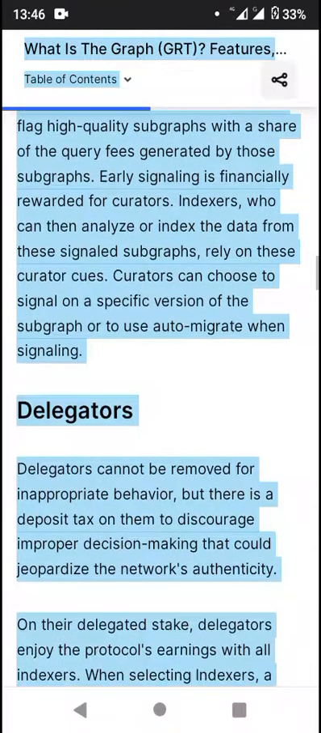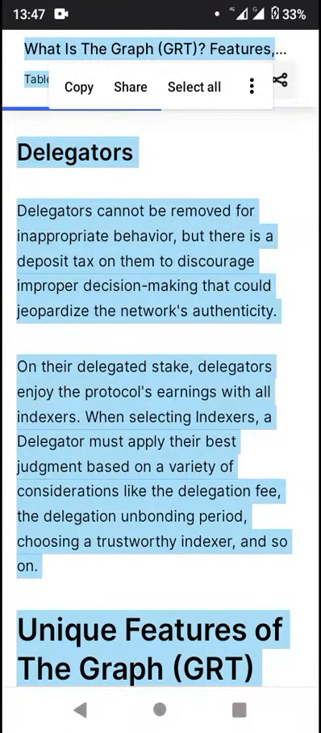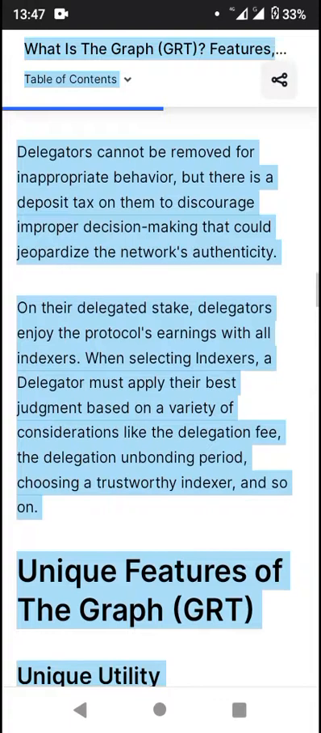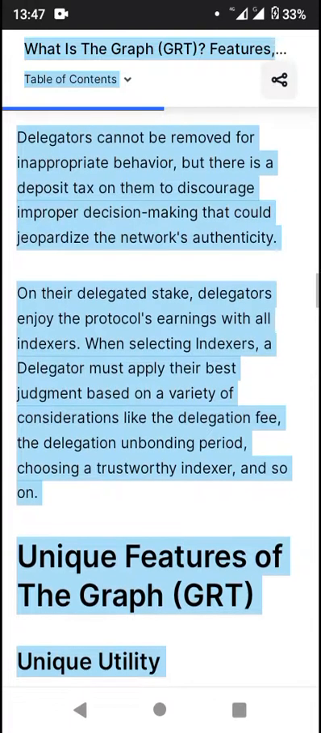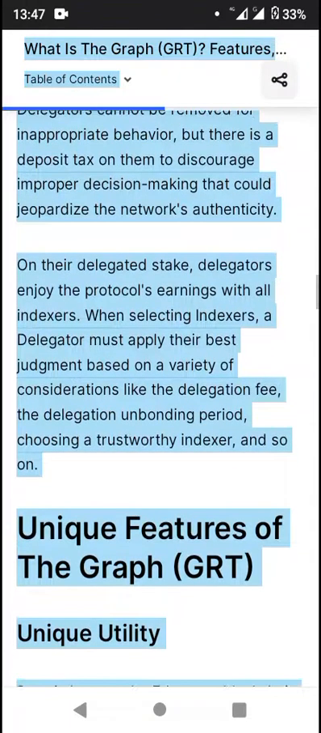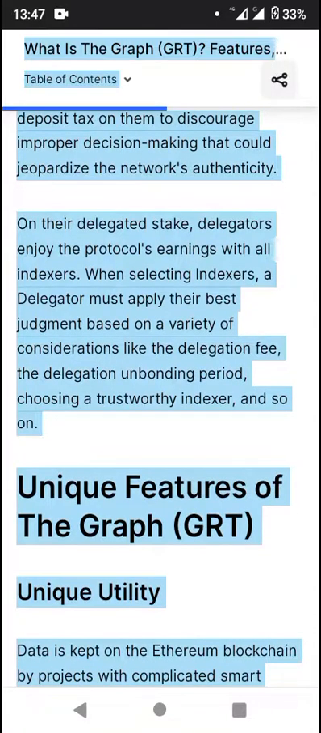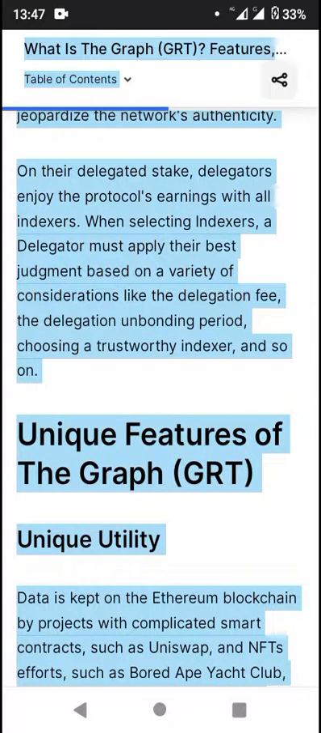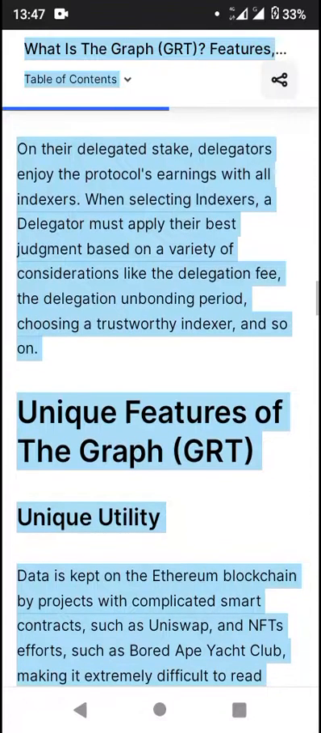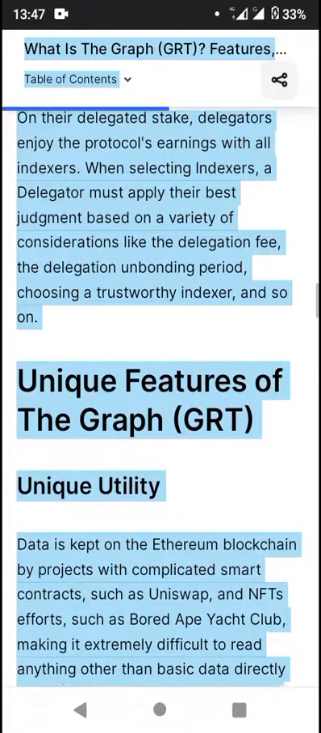So delegators can be removed for inappropriate behavior, but there is a deposit tax on them to discourage improper decision making that could jeopardize the network's authenticity. On a delegated stake, delegators enjoy the protocol's earnings with all indexers. When selecting indexers, a delegator must apply their best judgment based on a variety of considerations like the delegation fee, delegation unbonding period, choosing a trustworthy indexer, and so on.